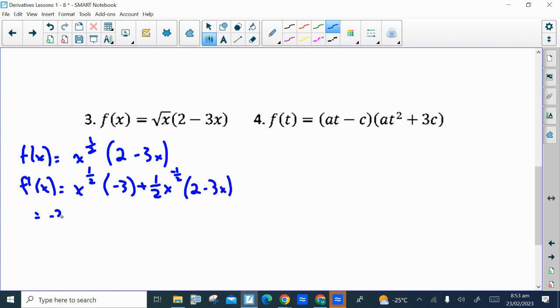So this will be negative 3x to the half plus half of 2 is 1x to the negative a half. And then when you multiply the 1/2 x to the negative half times negative 3x, 1/2 times negative 3 will be negative 3/2. And then when you multiply the x's together, you add the exponents. Negative a half plus 1 is positive a half.